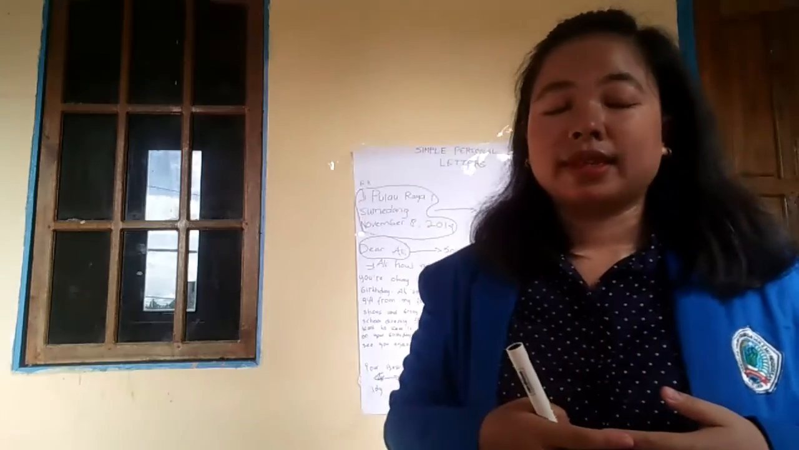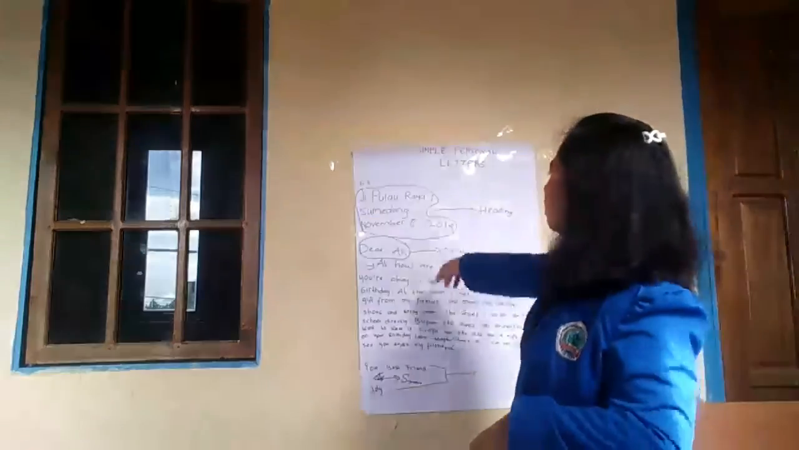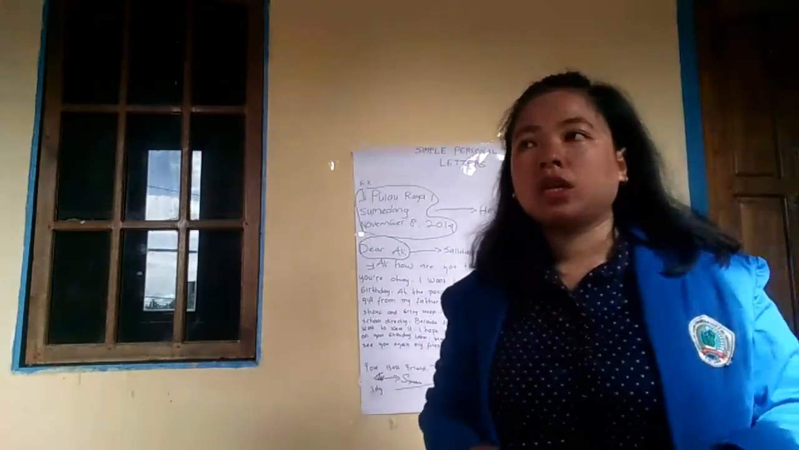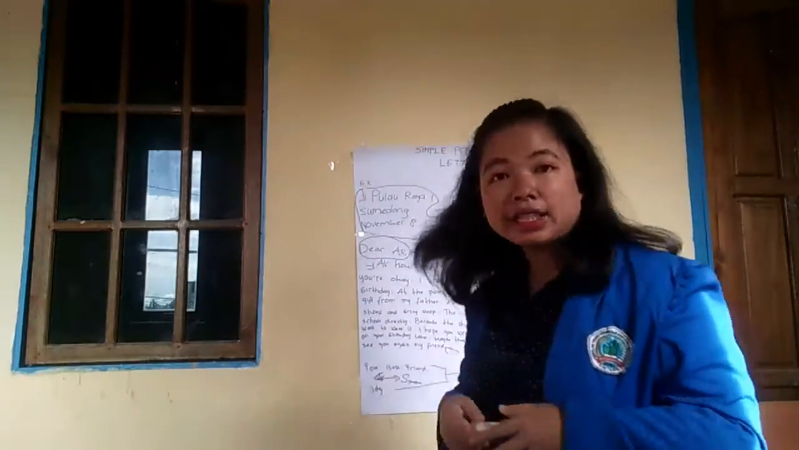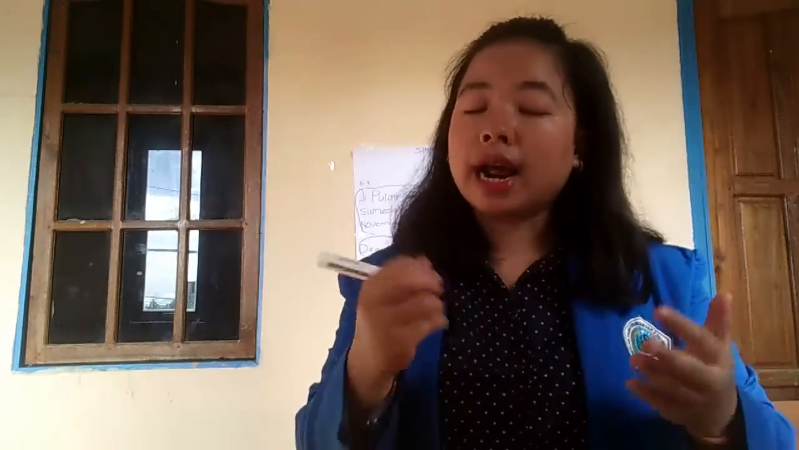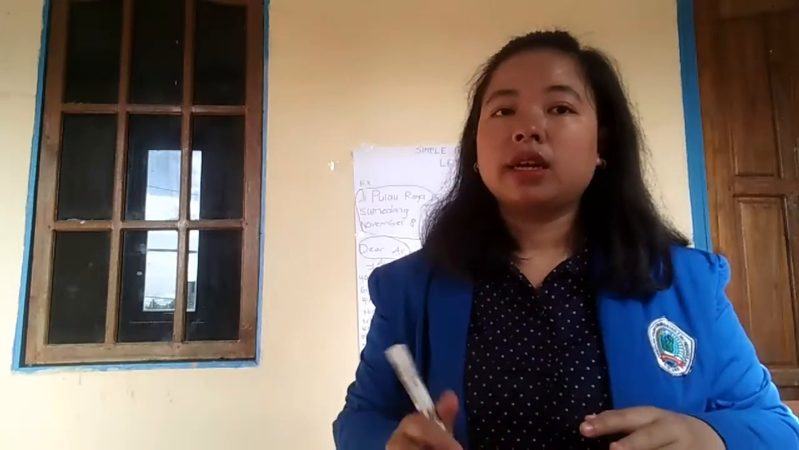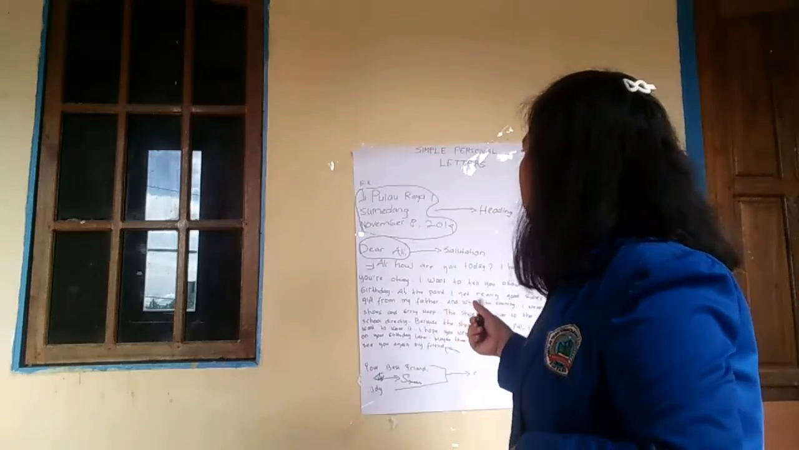Next is the conclusion. It is a conclusion about everything from the heading until the end, and it is very important after we write the letter. If there is no conclusion, the personal letter is not perfect. Next, we go to the signature. The signature is from the person who writes the personal letter. I have a signature in this simple personal letter.